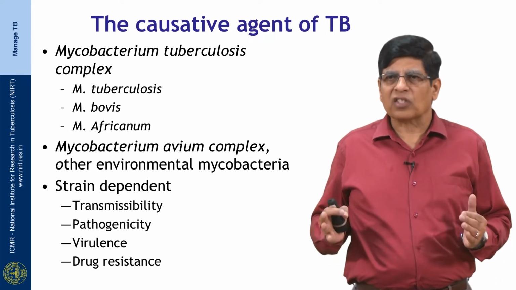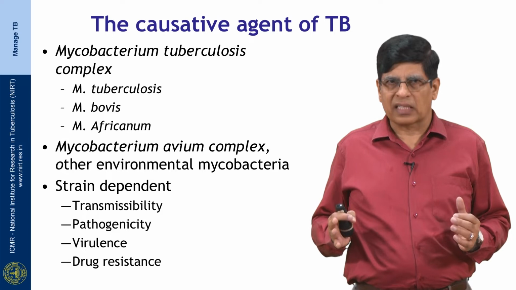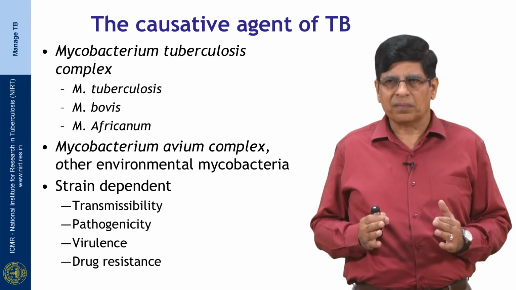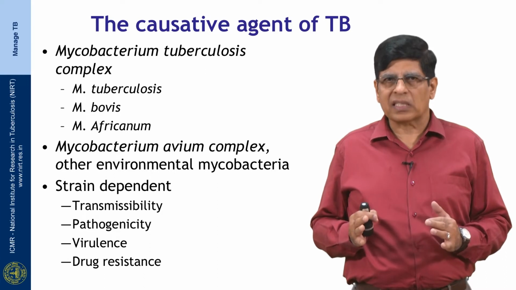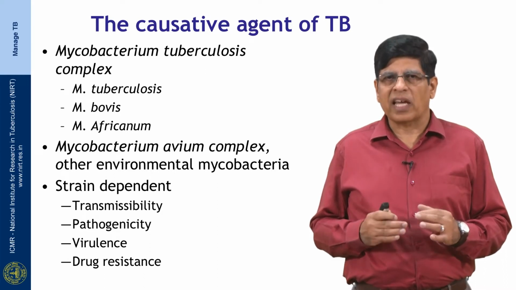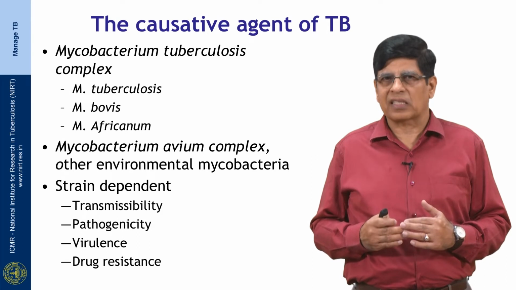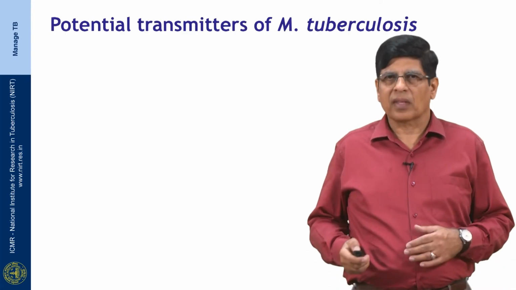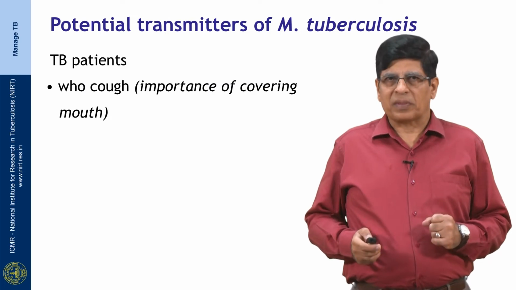There are various strains of Mycobacterium tuberculosis circulating in the community, and the transmissibility of the organism, the ability to cause the disease, the severity of the disease, and propensity to develop drug resistance in the organism vary widely from strain to strain. Who are the ones who transmit the disease?